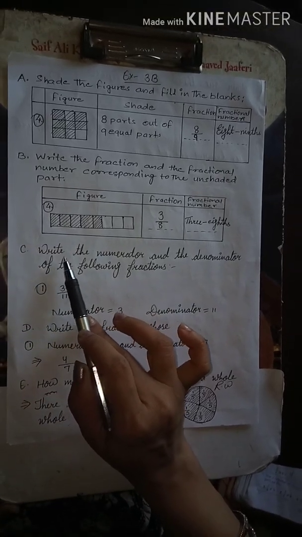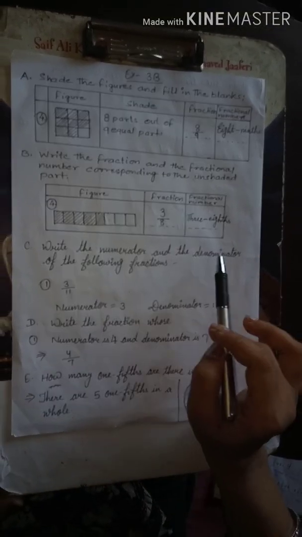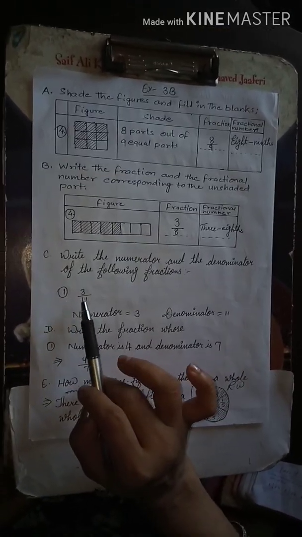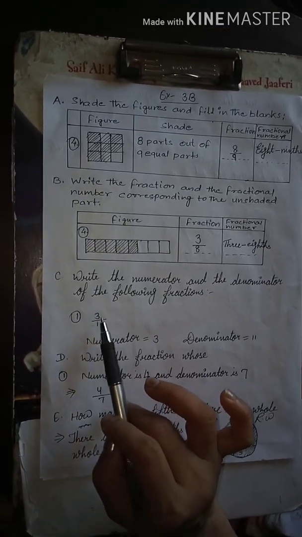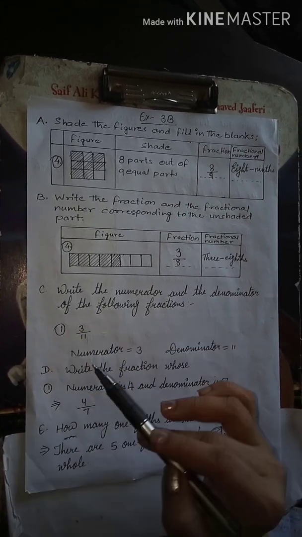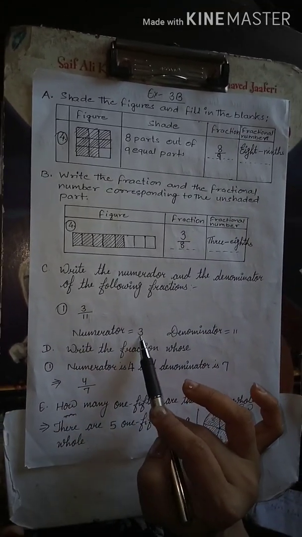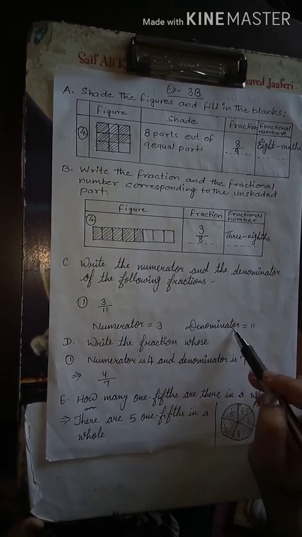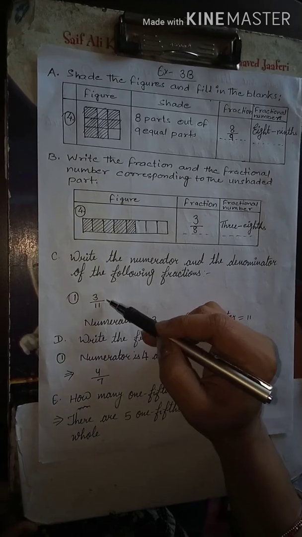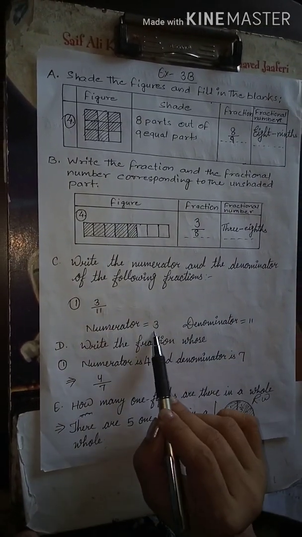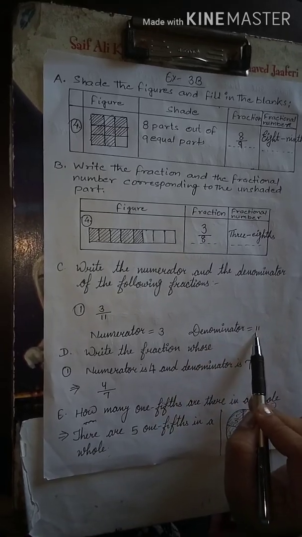Question number C. Write the numerator and the denominator of the following fractions. This is question 3 by 11. Now numerator, above the line, which number? 3. So numerator equals 3, and below the line is the denominator, so denominator equals 11, because below the line what number is there? 11. So numerator equals 3, denominator equals 11.